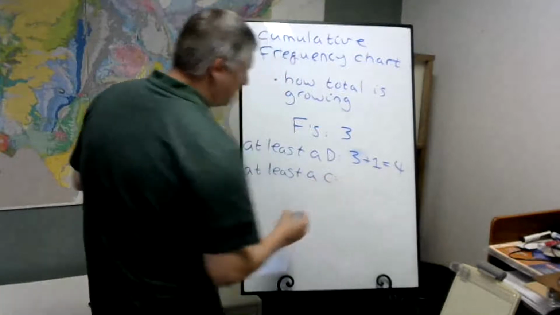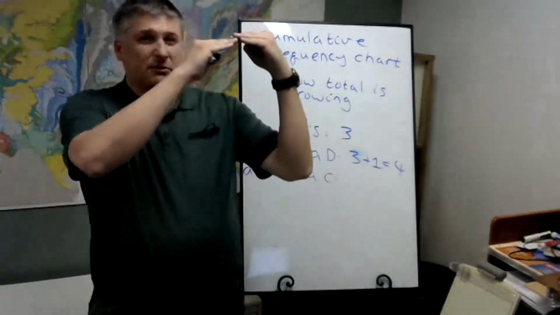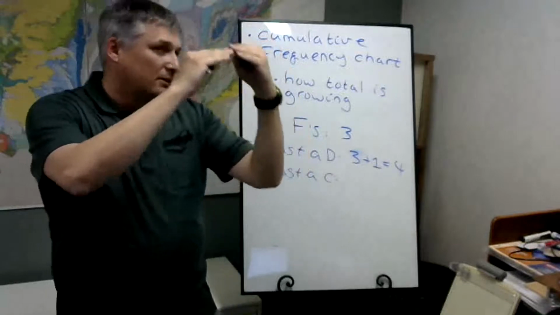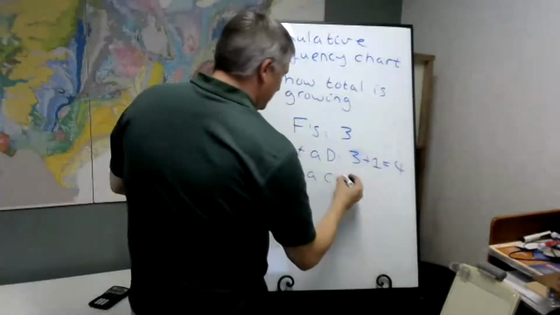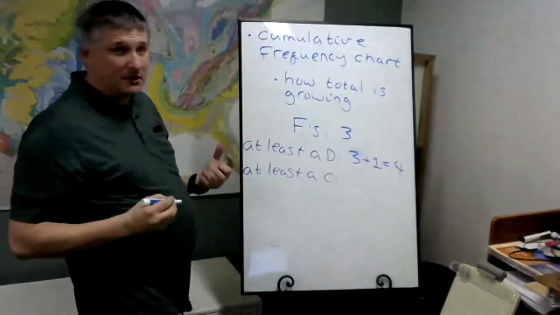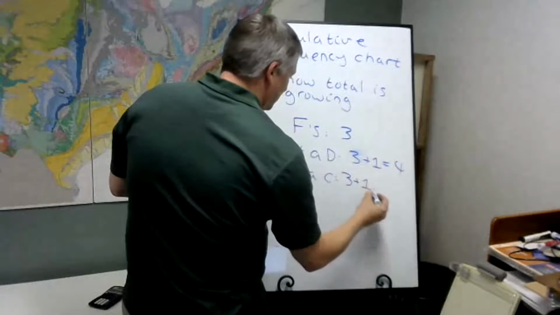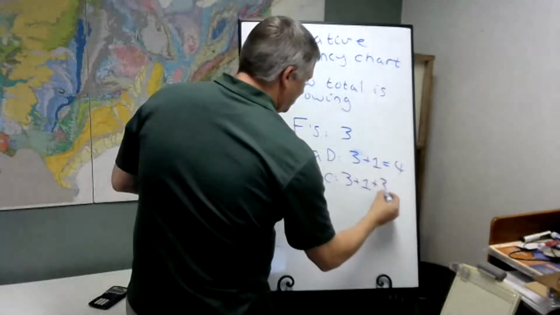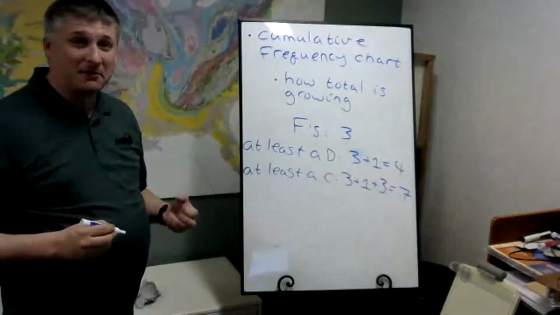So now we might say, okay, so we started out with F's, we've increased the grade up to D's, let's increase it to C's. Well, how many people at least got a C? So there's 3 F's, 1 D, and there were 3 C's. And that comes out to 7.